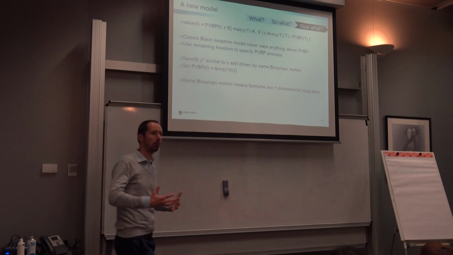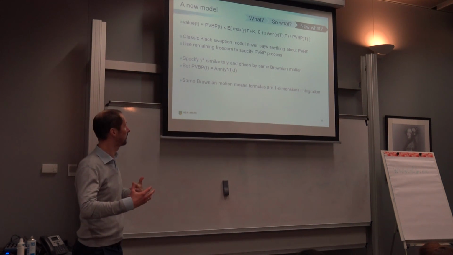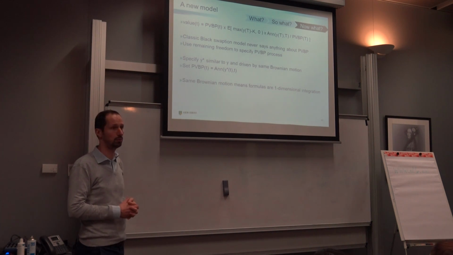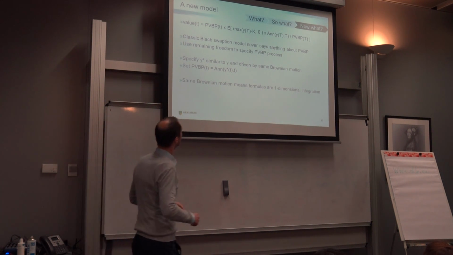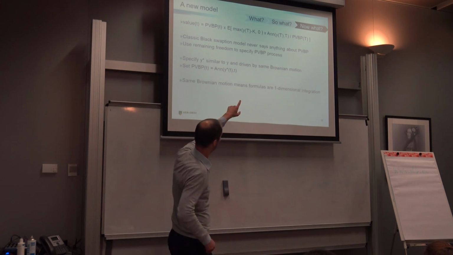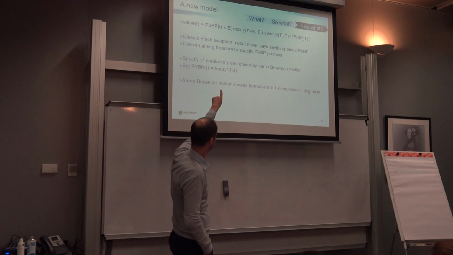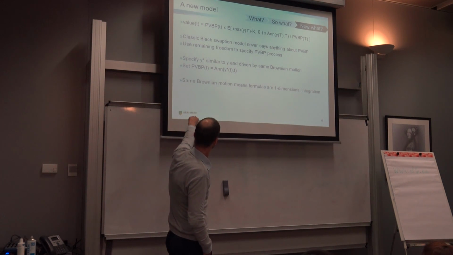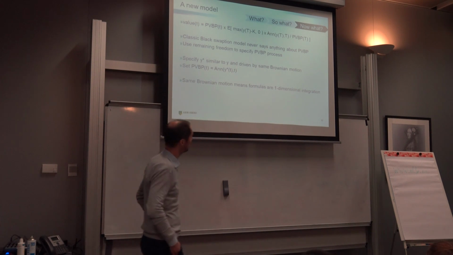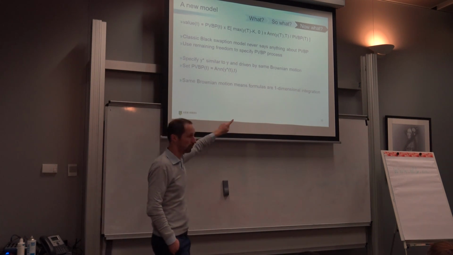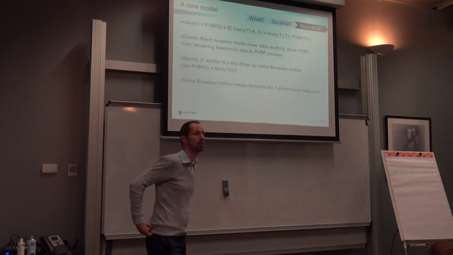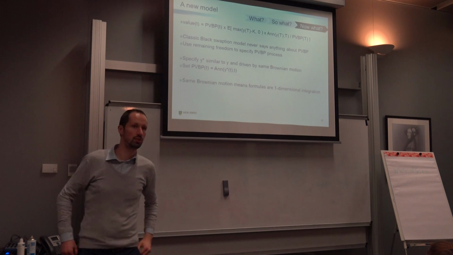And that gives us power to control the volatility of this swap-settled PVP compared to, for example, the volatility of the swap rate driving the payoff. And we want to make use of the same Brownian motion because that means that the formulas that we need to evaluate are one-dimensional integrals. So we can easily do that using a quadrature routine.